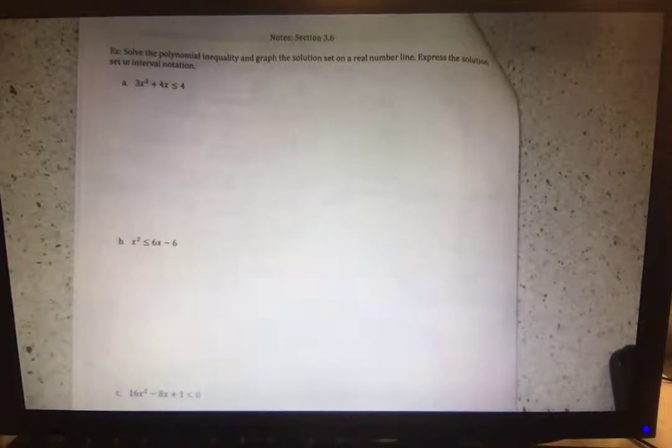All right, so section 3.6, it asks us to solve the polynomial inequality, graph the solution set on a number line, so not like a legit graph, not like an XY coordinate system, and express the solution in interval notation.